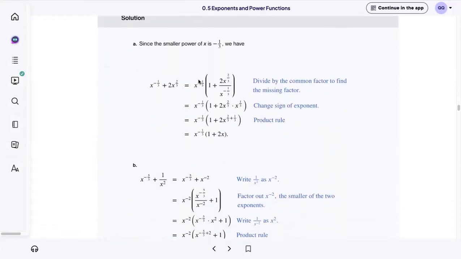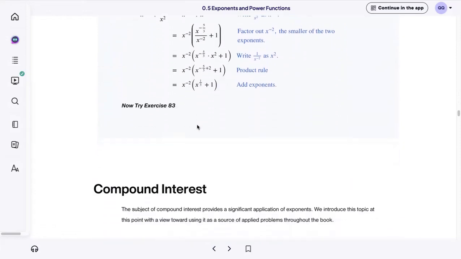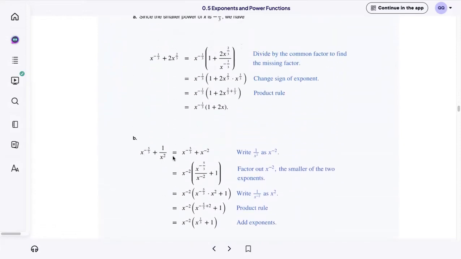You can also factor out. Actually, those ones, maybe you can ignore them.